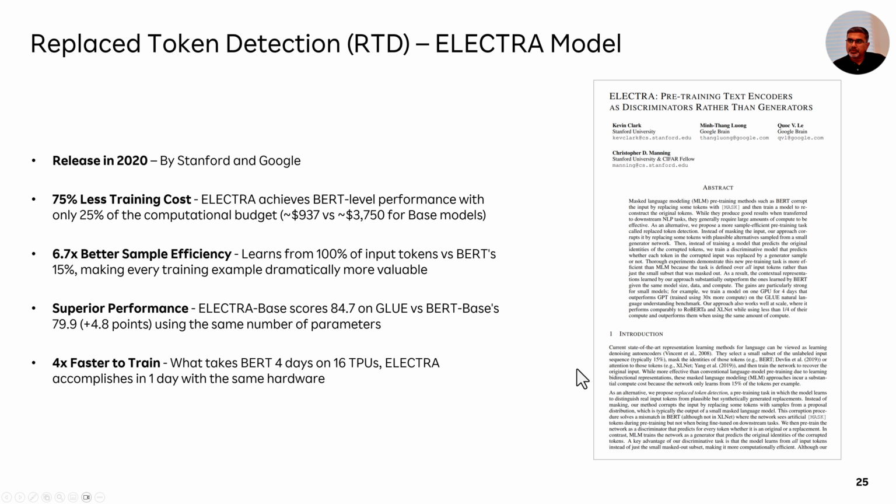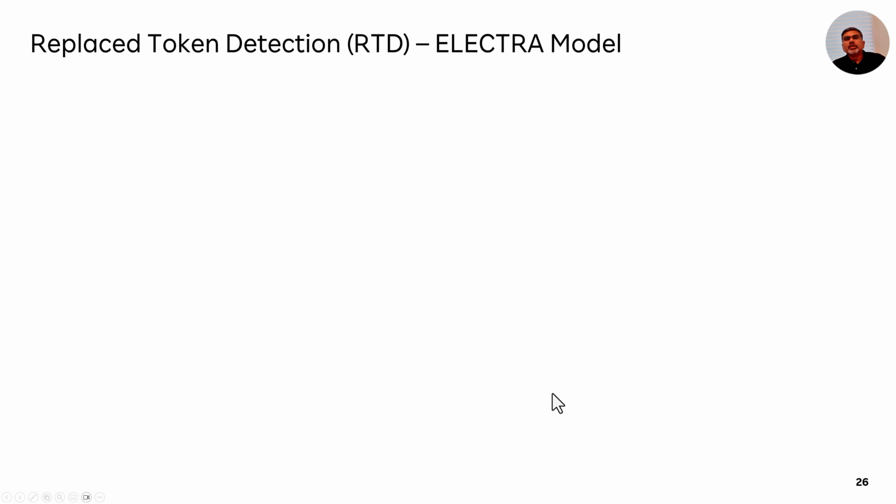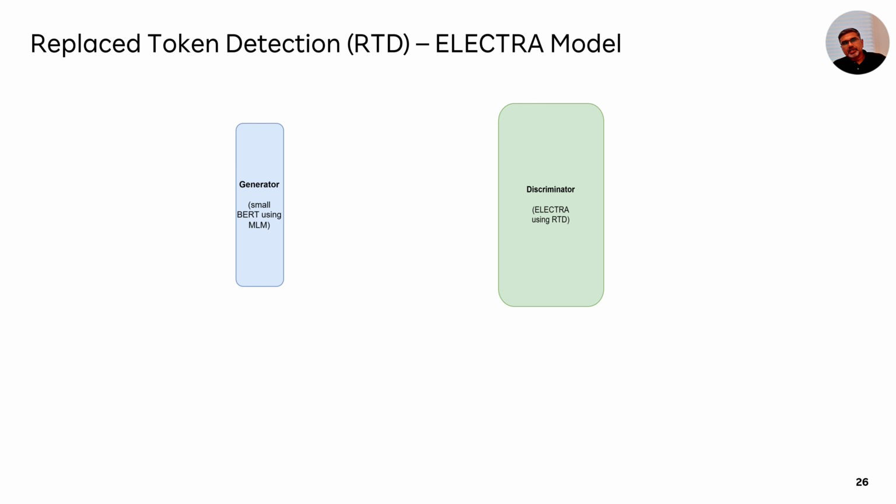So how did they do this? They use two encoder-only transformers. The first encoder-only transformer is called a generator, and the second is called a discriminator. The generator is a small BERT-style large language model where you would use masked language model. The discriminator uses a different strategy, which is called replace token detection.